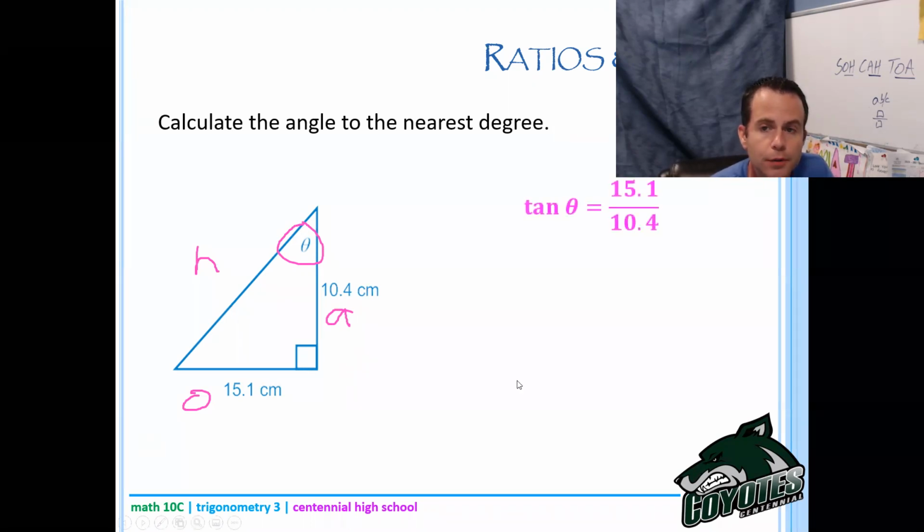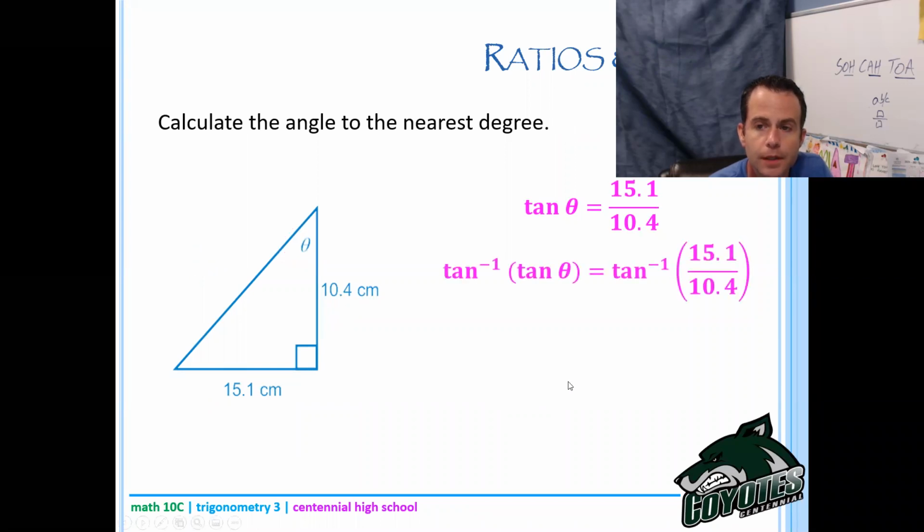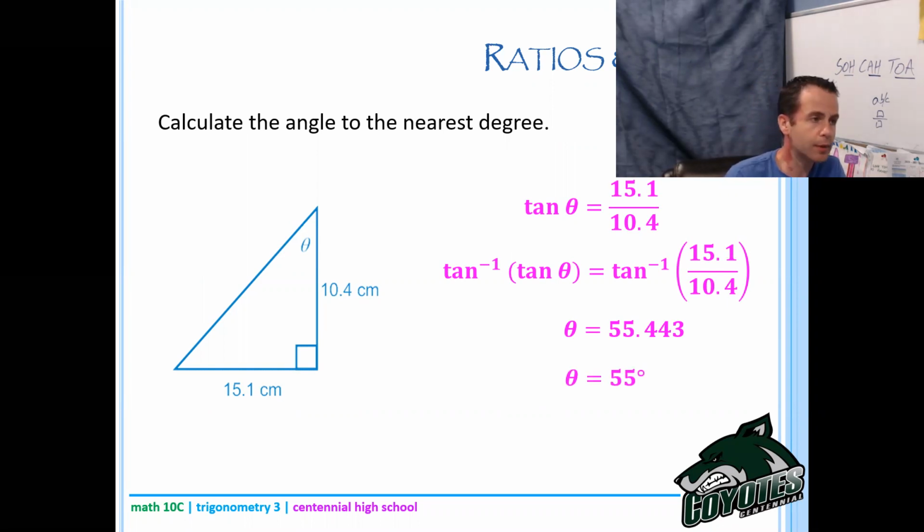15.1 over 10.4. I will arc tan both sides. And then theta will be 55.443. Again, I was asked to round to the nearest degree, which is the nearest whole number, so 55 degrees. Okay, always, always, always make sure you read the question carefully and you're following exact rounding directions.